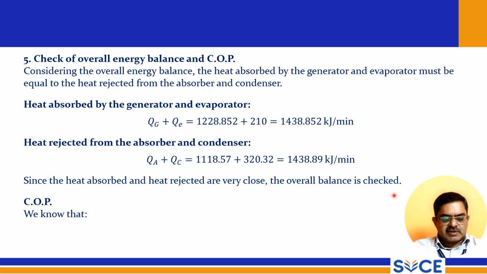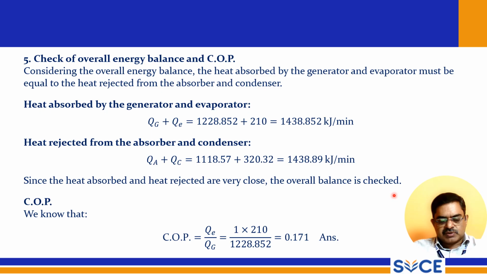Now we have to find the COP. So COP equal to QE by QG. By substituting the values, that is equal to 0.171. So this is the COP of this particular system. So now we have found all the 5 steps, and now you have to find step by step like this. All the formulas you have to remember carefully, and you have to substitute the values.